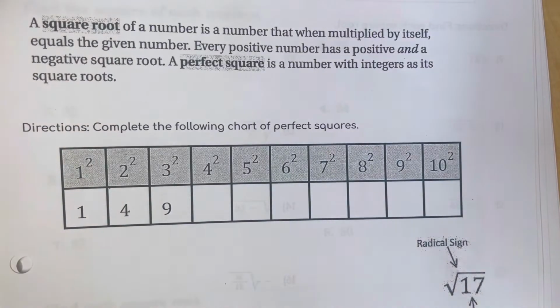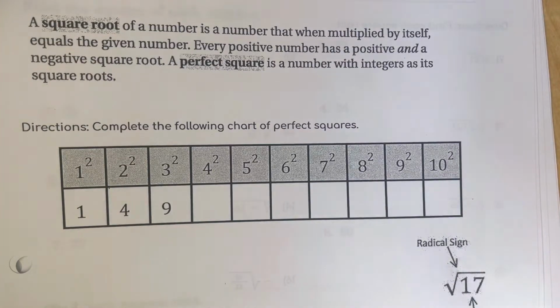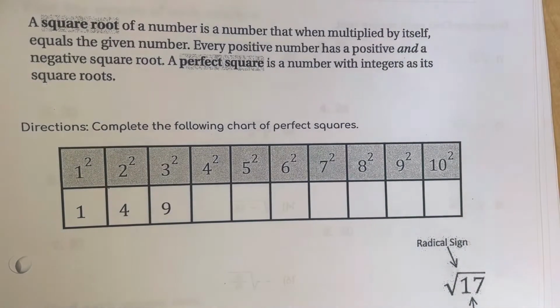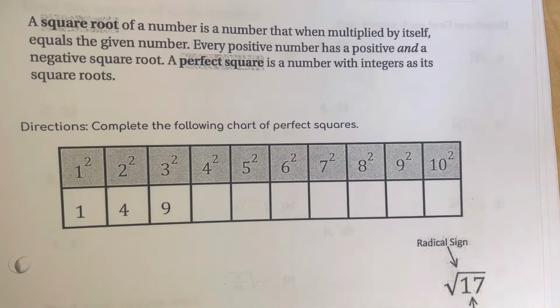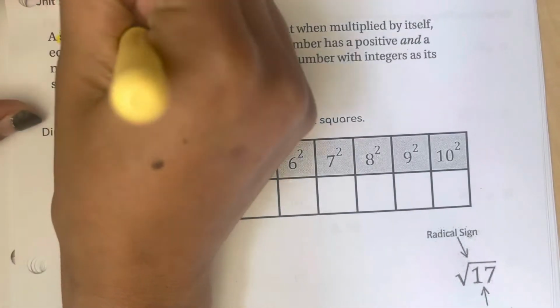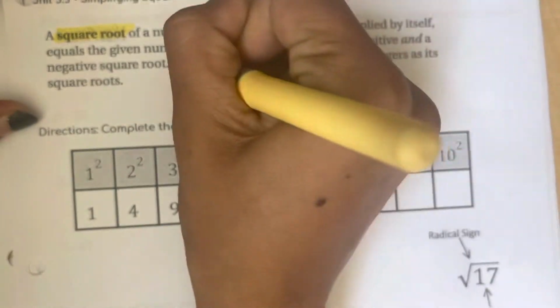All right, we're going to be going over notes unit 5.5, simplifying square roots. I'm just getting out some pens and highlighters to get started. All right, you can pause the video at any time, but these are two definition words that you might find helpful.